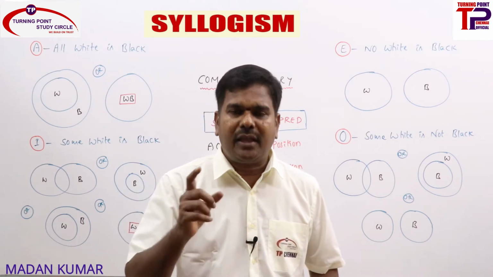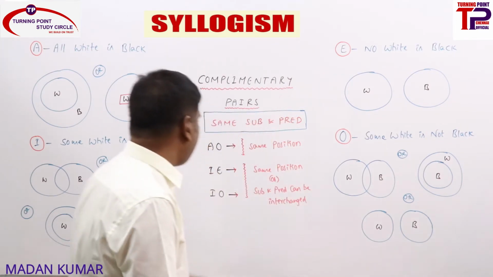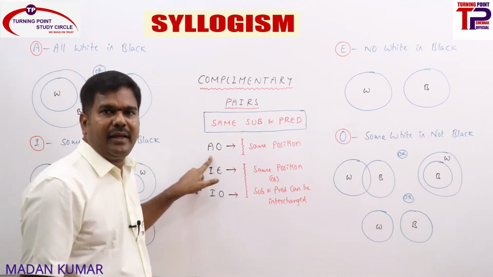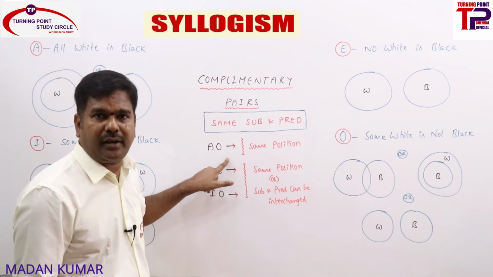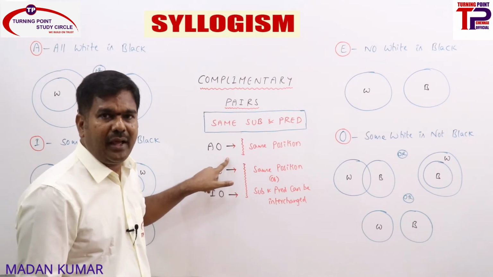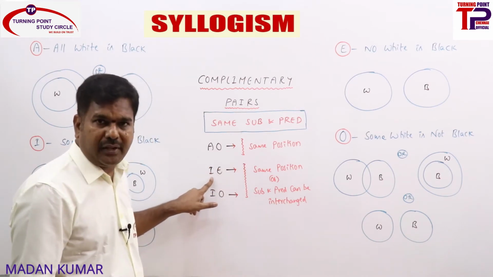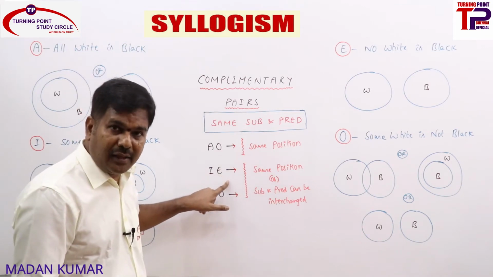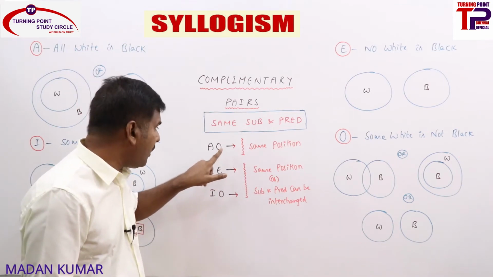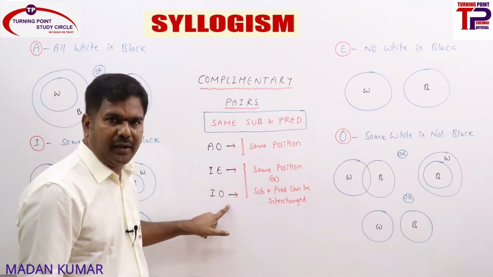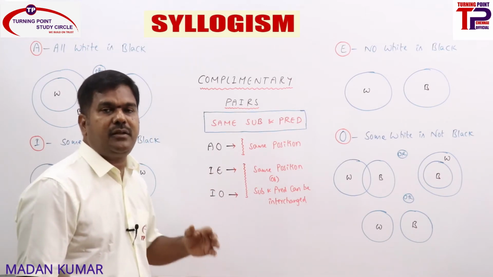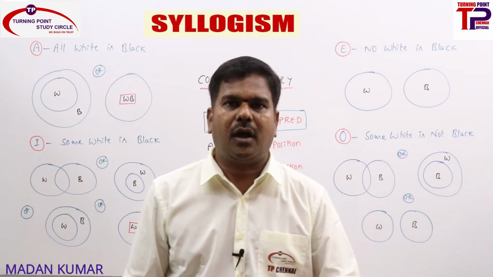Complementary pair means either one must be right. So that means if the A statement is wrong, 100% the O statement must be right. Same like that, if the I statement is wrong, E must be right, or if E is wrong, I must be right. Here also, if O is wrong, A must be right. If I is wrong, O must be right. If O is wrong, I must be right. This is what we are going to discuss in complementary pairs.